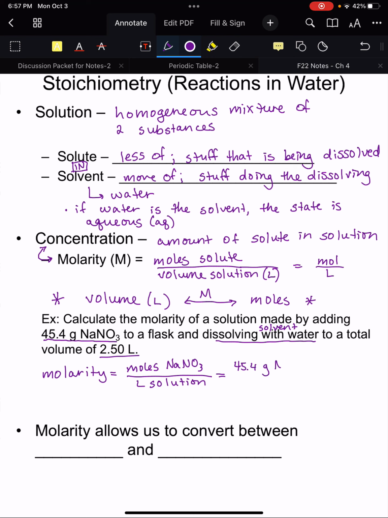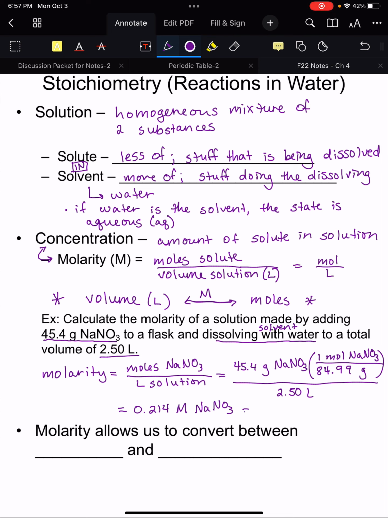45.4 grams of sodium nitrate. We're going to convert to moles using the molar mass, which is 84.99 grams. And we'll divide by the solution volume, which was given to us as 2.50 liters. And so the molarity of the solution is 0.214 molar sodium nitrate, which means that we have 0.214 moles of sodium nitrate per 1 liter of solution.